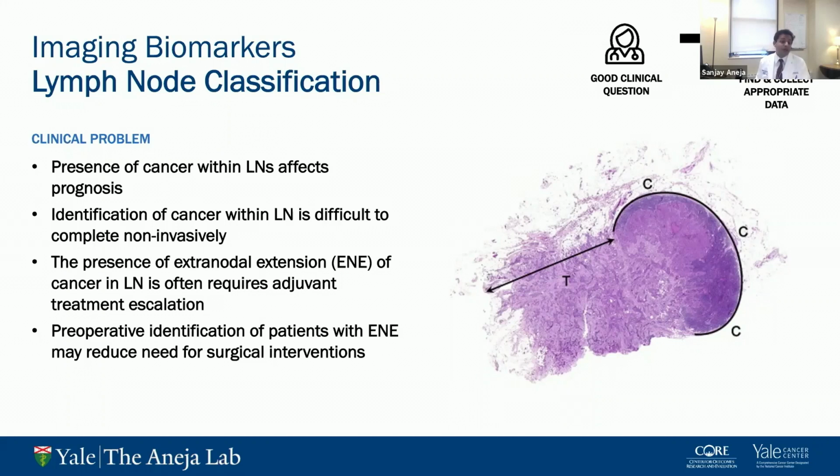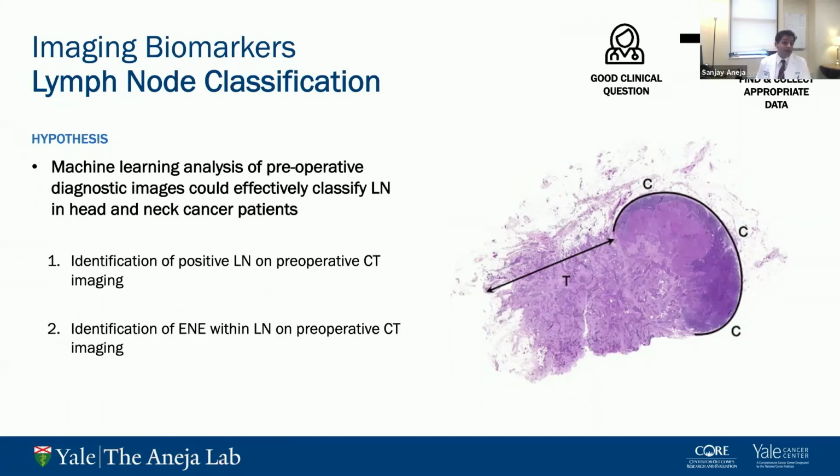More importantly, the presence of extranodal extension within lymph nodes of cancer is often a justification to intensify adjuvant treatment. Oftentimes it makes the previous treatment of surgery almost redundant. And so there's a need for preoperative identification of patients with extranodal extension of tumor, because it can potentially reduce the need for unnecessary surgical interventions and increased morbidity and mortality for our patients.